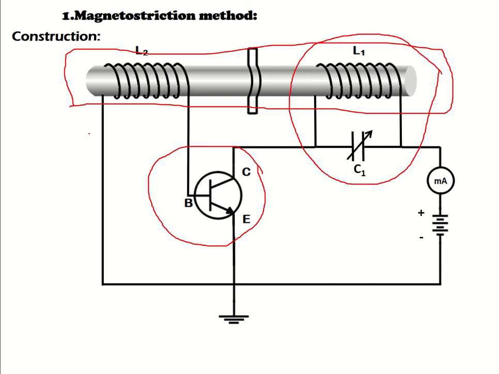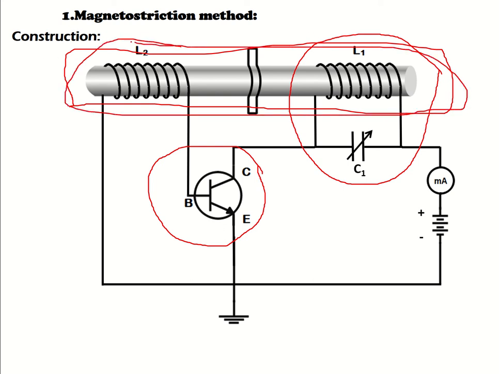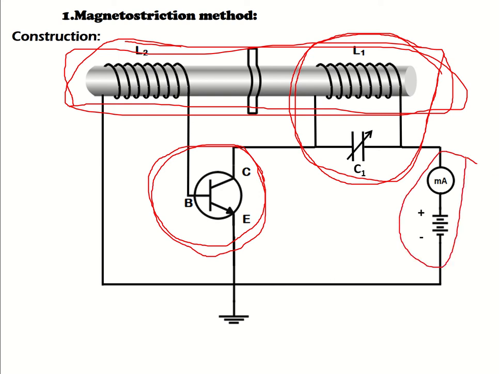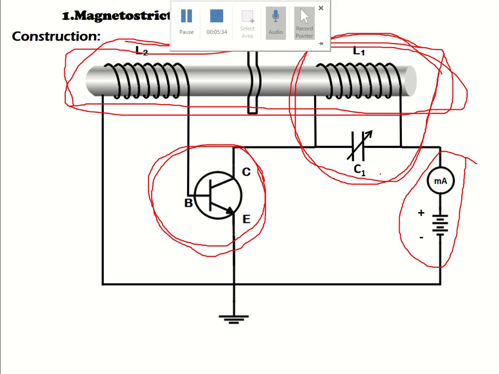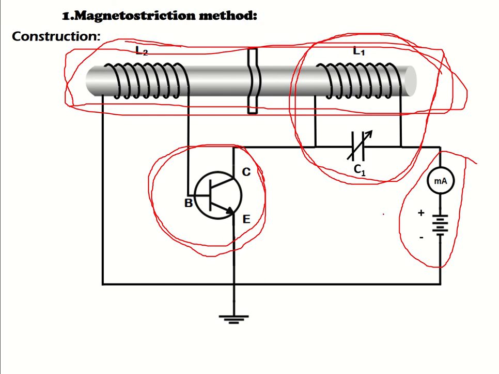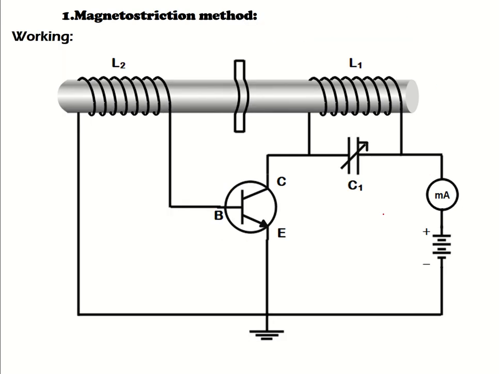In this section we can see the four different devices are attached with each other. First one is the transformer, tank circuit, amplifier, and this is the battery section. So there are four different devices interconnected in a magnetostriction circuit. Now let us see the working of this device.